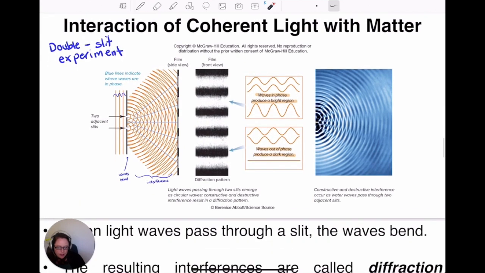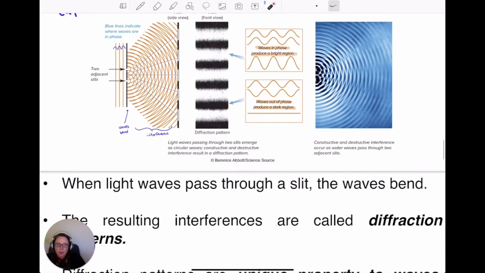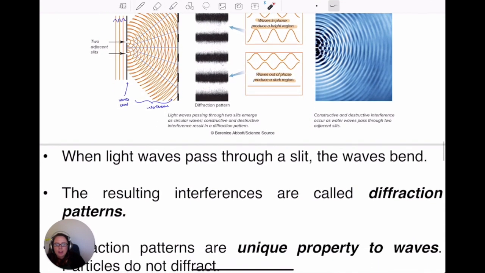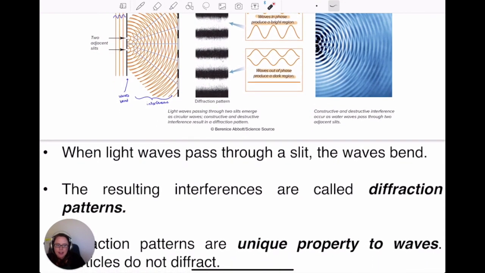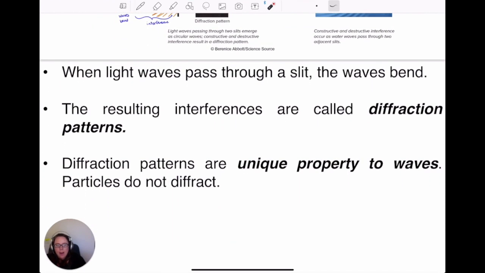So this property where waves bend when they pass through a slit is not unique to light, but it is unique to waves. So these diffraction patterns are completely unique to anything that travels as a wave. In contrast, particles do not diffract.